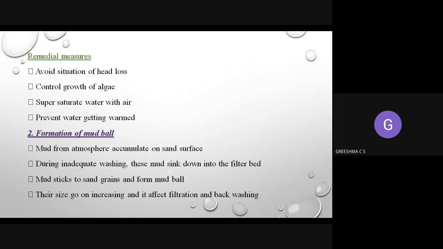Second operational trouble of rapid sand filters is the formation of mud balls. Okay, the mud balls can be formed.